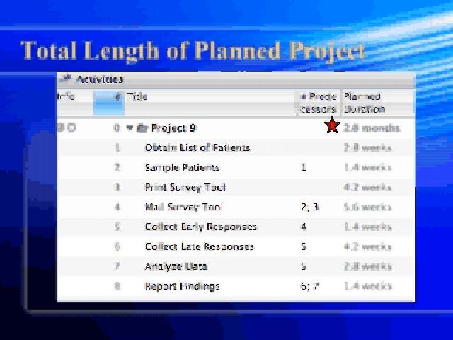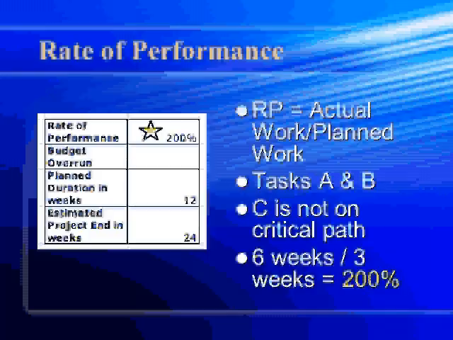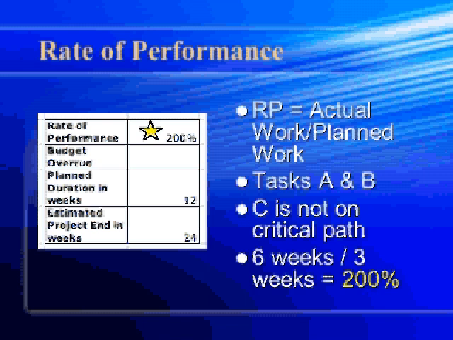Based on the information given, I calculated the rate of performance for this project thus far. Rate of performance is found by dividing actual work by planned work. Tasks A, B, and C have been completed. However, we will only use the values from A and B since task C is not found to be on the critical path. The actual work for activities A and B is 6 weeks, and the planned work was 3 weeks. Dividing this and converting it to a percentage gives us a rate of performance of 200%.